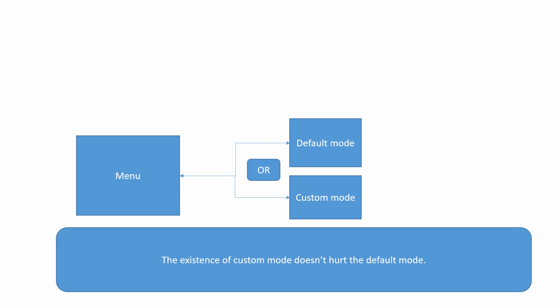Now you can see that these two boxes, default mode and custom mode, are separate. The default mode leads to one path, while the custom mode leads to a different path. The existence of the default mode, or the default route or path, does not affect the existence of the custom mode or the custom path. These are two separate, different paths.